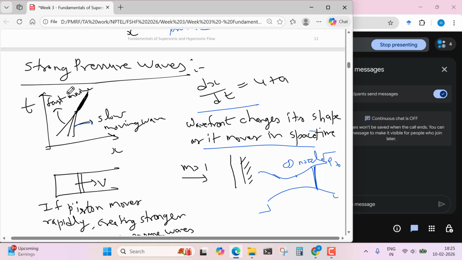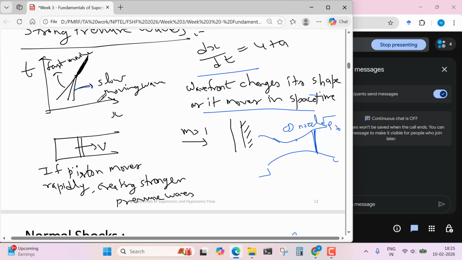Which is also a strong pressure wave. It is due to the slow moving waves and fast moving waves, which I told you, that if they are moving forward, then they will collapse into each other. And dx by dt for these waves is given as u plus a. And the wave front of this wave changes its shape as it moves forward in space-time.